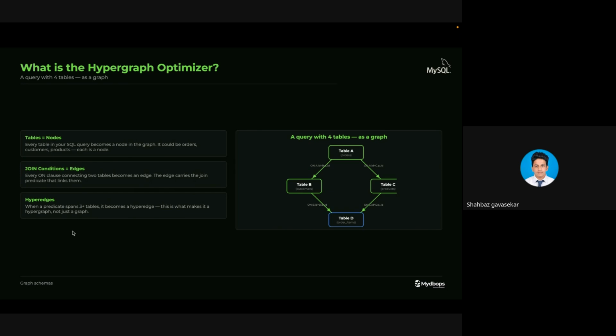Now let us see what is Hypergraph Optimizer. In Hypergraph, every table is considered as a node. So we have 4 tables A, B, C, D, which are considered as nodes here. The join conditions between these tables are called edges. If you see, there is a join from A to B, B to D, A to C and C to D, all these are considered as edges. Whenever we are spanning across 3+ tables, these edges are called hyper edges. That is the reason this is called hypergraph and not just a graph, because it involves more than 3 tables and we are joining them via edges. This is all regarding the hypergraph.